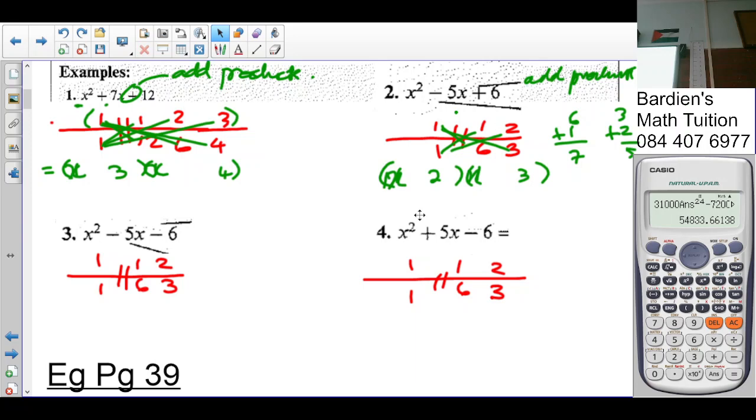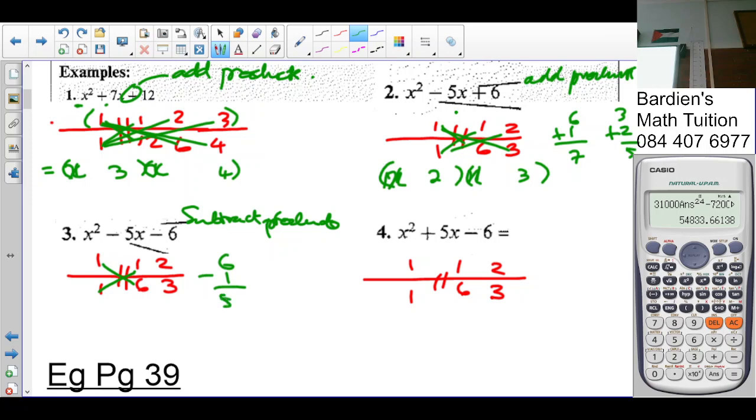So what do we do here? Subtract products. So what's 1 times 6? What's 1 times 1? 1. Subtract, you get 5. There will be a 1 and a 2, so it's an x and a 2, x and a 3. Just hang on about the sign. I'm just working out the numbers. We'll come back to the sign now.